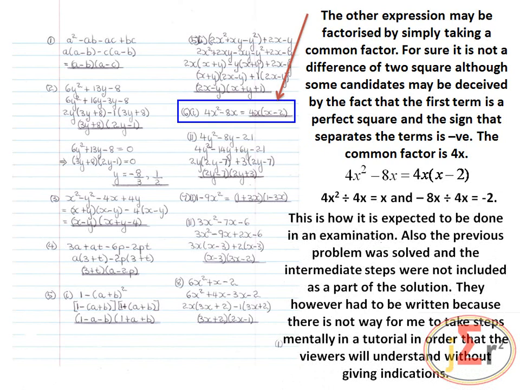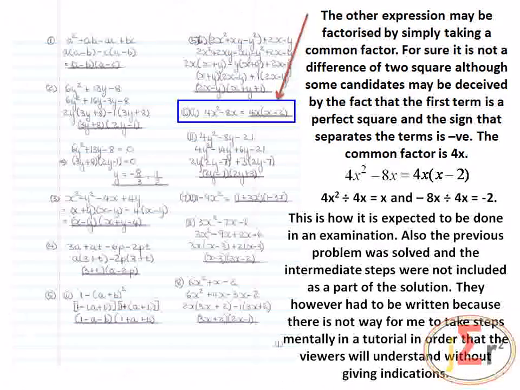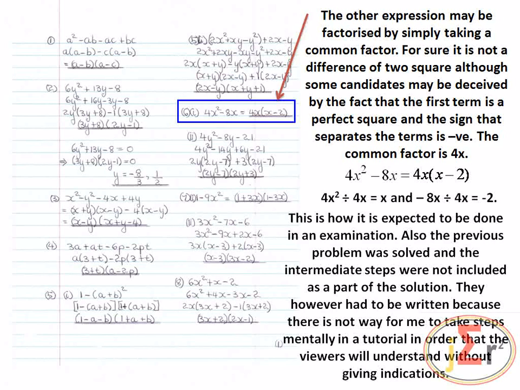Also, the previous problem was solved and the intermediate steps were not included as a part of the solution. They, however, had to be written because there is no way for me to take steps mentally in a tutorial in order that the viewers will understand without giving indications. So it's really not my intention to put this down, which is somewhat of a representation of the mental process that a student is expected to carry out. So this really should not have been here, but should have been just a mental process.